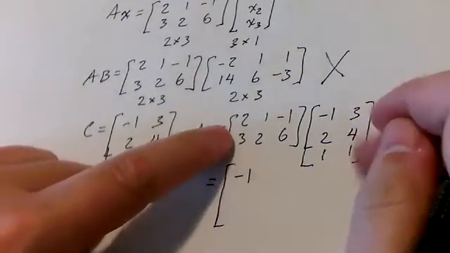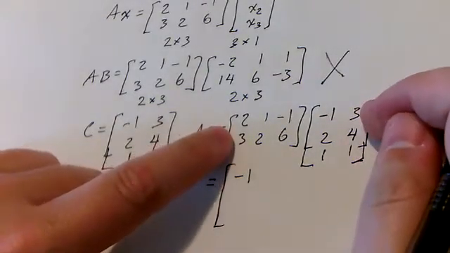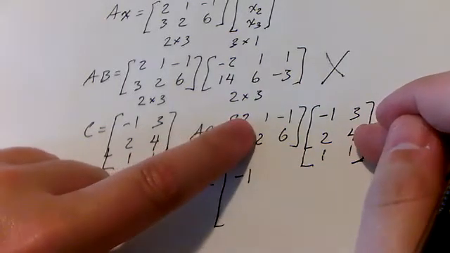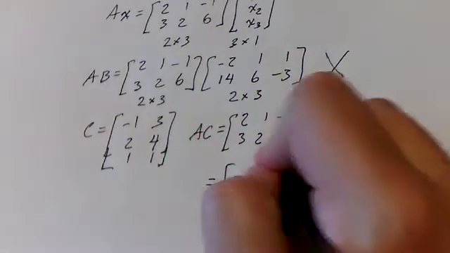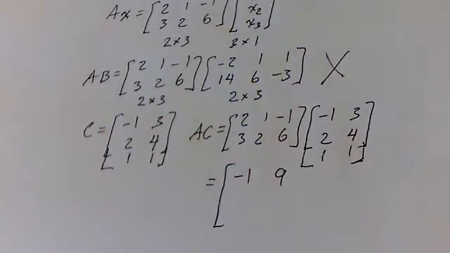Okay, if I go to the first row and the second column, that's going to be 2 times 3 is 6. 1 times 4 is 4. So 4 plus 6 is 10. Now 1 times negative 1 is negative 1. So 10 minus 1 is 9.